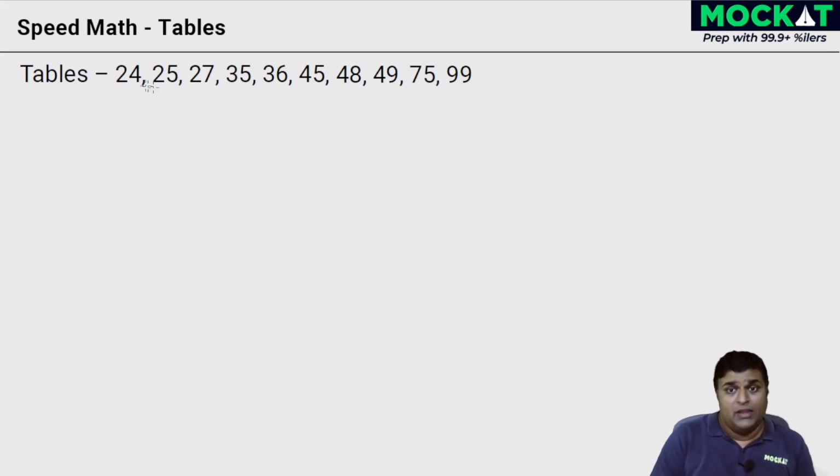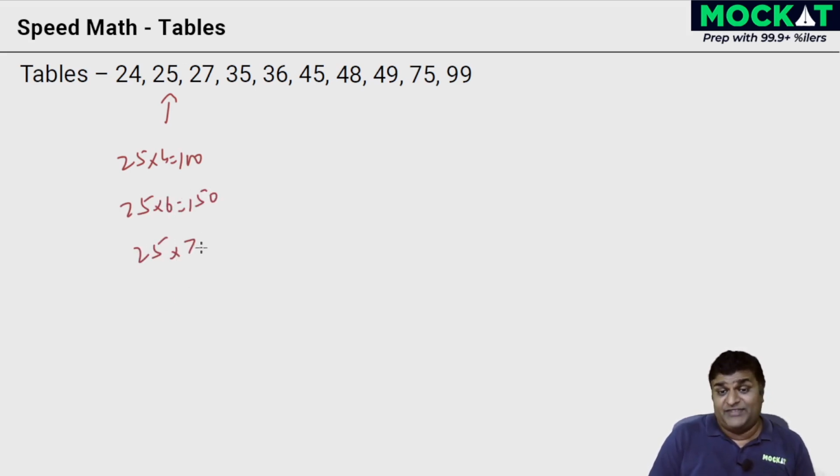Now, 25 tables are very, very important. I think we all know it till 25 sixes are 150. 25 threes are 75, 25 into 4 is 100, 25 fives are 125, till 25 into 6 I think all of you would be quite familiar. Now 25 sevens are 175, you should know. 25 eights are 200, not many think about it. And 25 nines are 225.